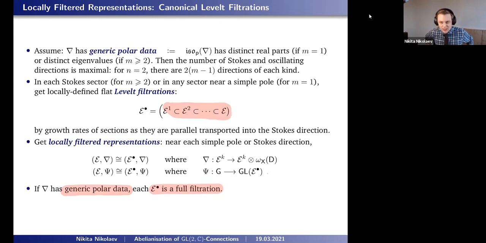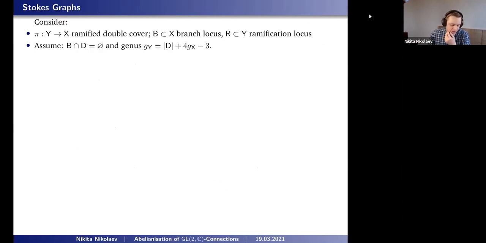Okay, so all this information that you get out of E nabla being a representation of my Lie algebra, you get this for free. It's just there sitting waiting for you. I'm going to use it. Okay, so now I want to define this combinatorial gadget, which will help me to Abelianize these connections, and it's called the Stokes graph.